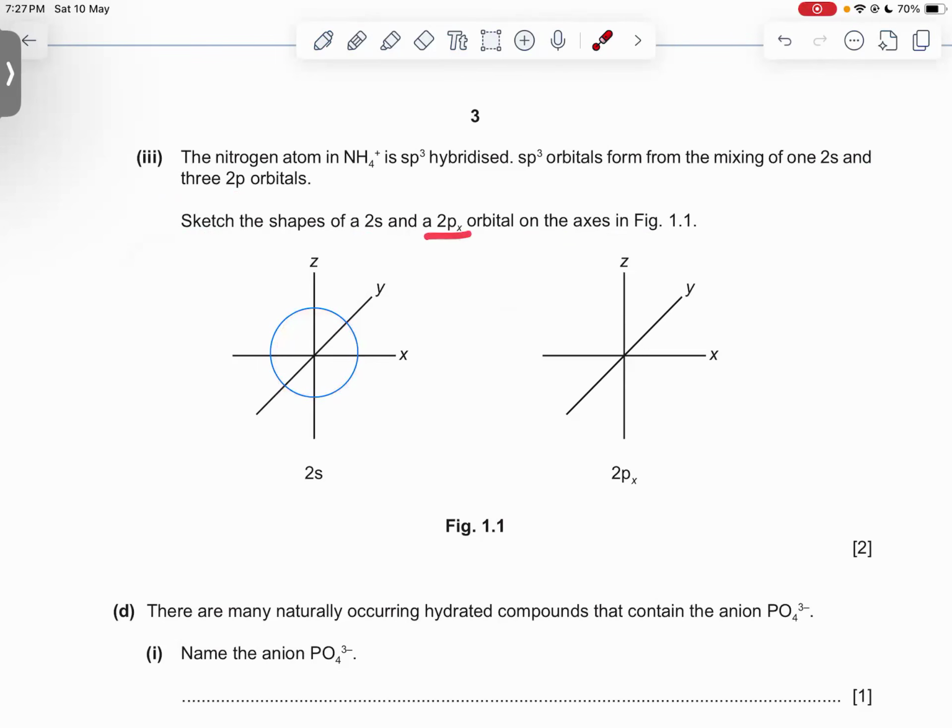Now 2px would mean the p orbital on the x-axis. Now you should know, and in the notes it is written, this is the x-axis p orbital, this is the y-axis p orbital, and this is the z-axis p orbital, right? Over here, this would be your x-axis orbital. If they had asked you for the y-axis orbital, you would have drawn this. If they had asked you for the z-axis orbital, you would have drawn this. Okay, so for now you're going to draw the x-axis orbital p like this.